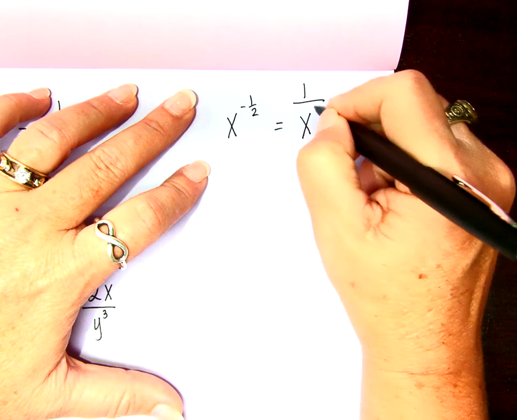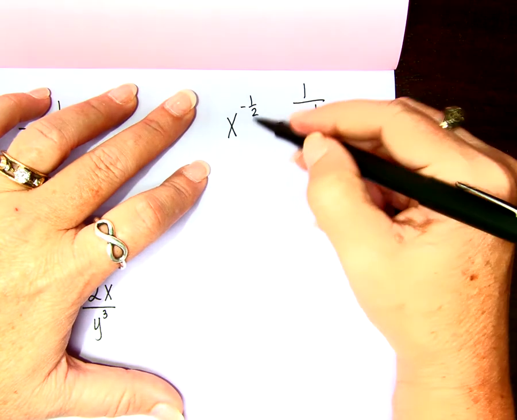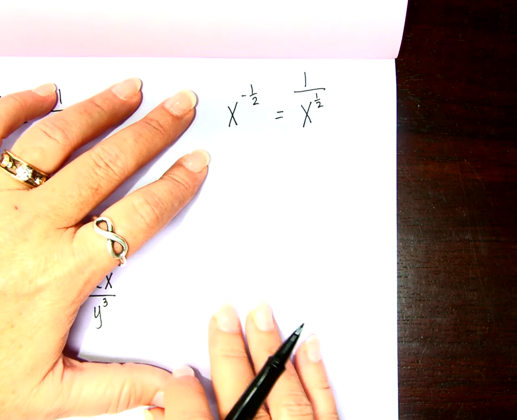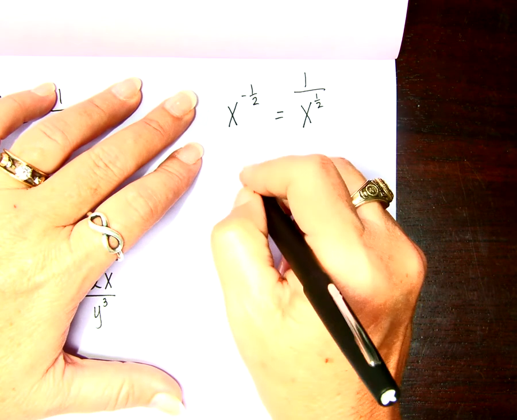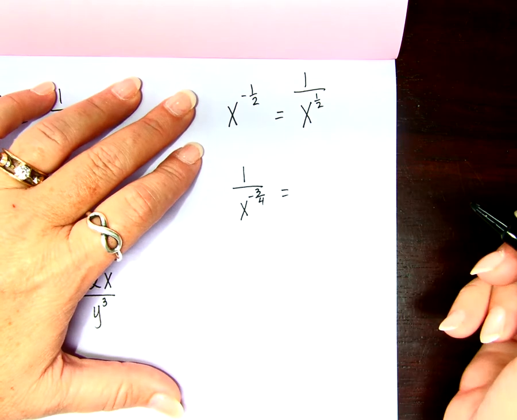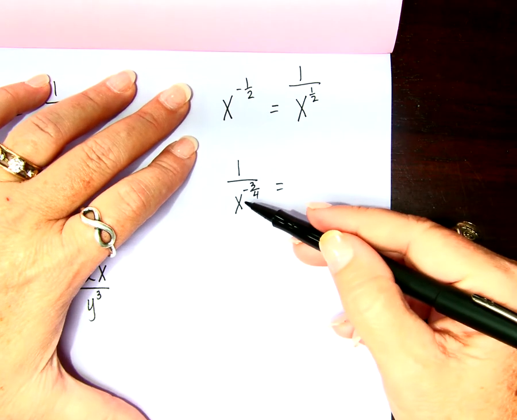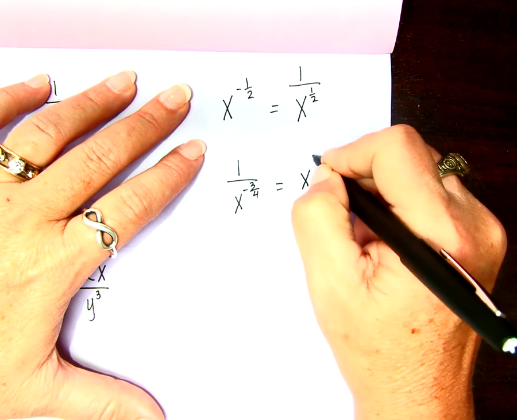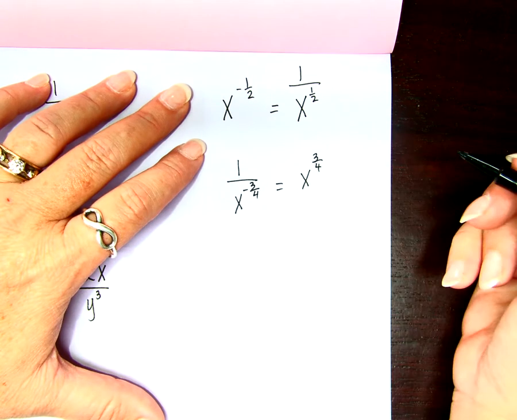1 over x to the 1/2. It's in the numerator and it's unhappy. You move it to the denominator and make it so happy. What about 1 over x to the negative 3/4 power? What do you know about this x? It's so sad, right? When you move it to the numerator, so happy.